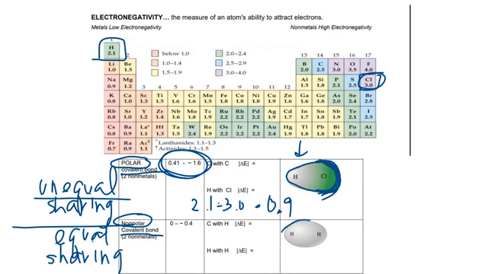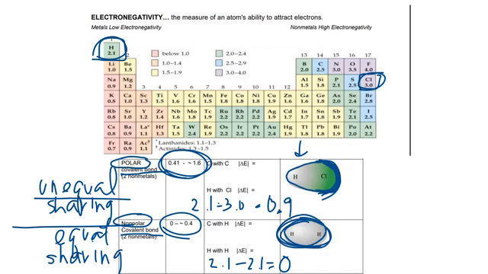And if I look at two hydrogens, so up here, my 2.1, if I looked at 2.1 with another hydrogen of 2.1, so 2.1 minus 2.1 is 0. Anything between 0 and 0.4 is nonpolar, means equal sharing. And we can see that right here. See how that is a perfect oval because they are sharing those electrons equally.